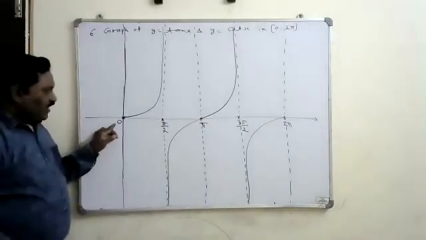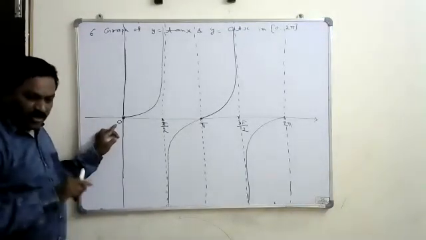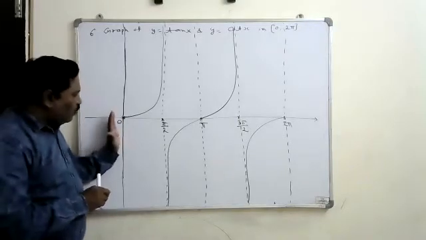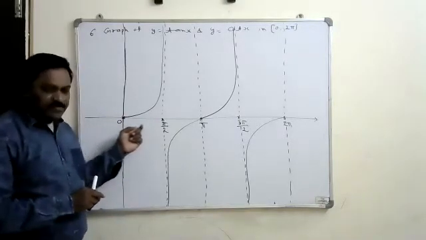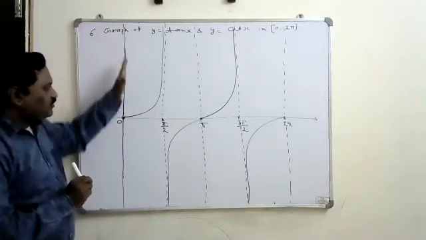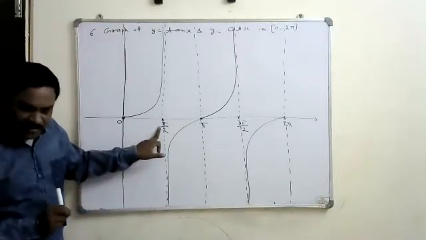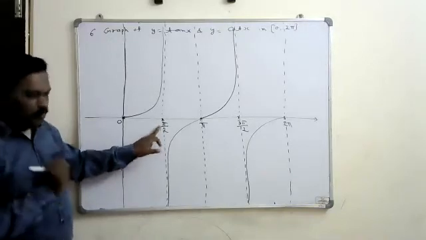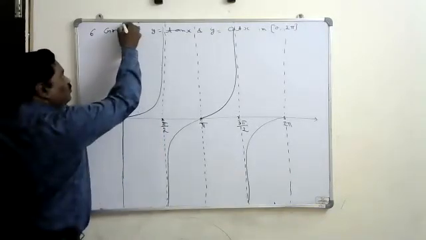Now, when x is 0, cot 0 is not defined. But if I take slightly more than 0, that is the angle of the first quadrant. So cot is positive. That's why it comes from positive infinity. And when x is pi by 2, cot pi by 2 is 0.